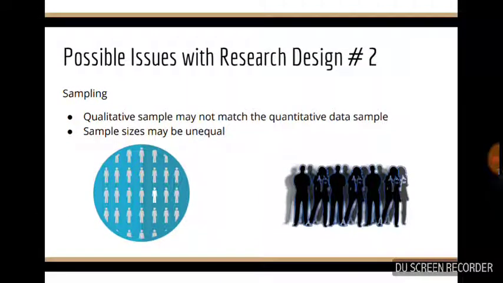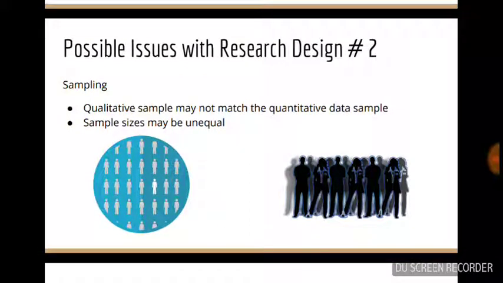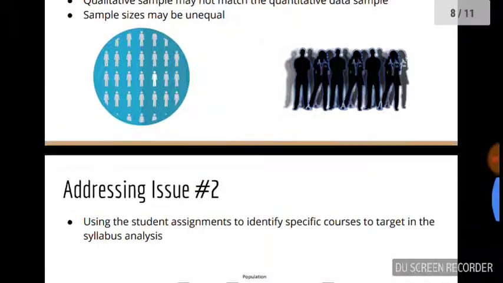Another issue I might have is my sampling. It's possible that I could sample one population with my work samples and another population with the syllabi. So if the work samples aren't coming from the people taking the classes that I am analyzing, then I'm basically going to be analyzing two different population samples.